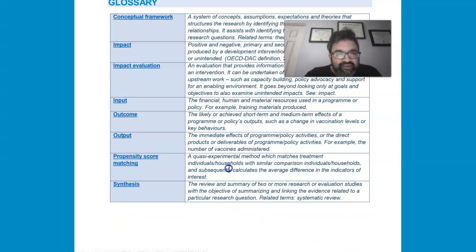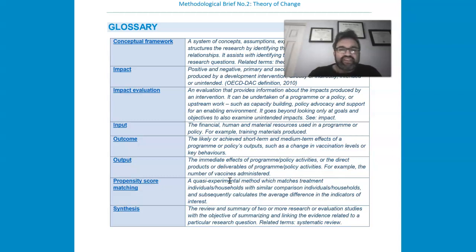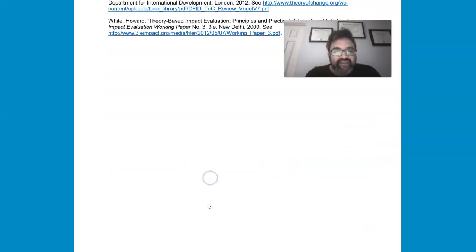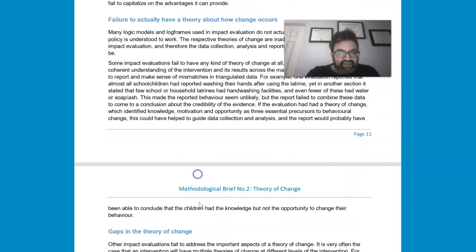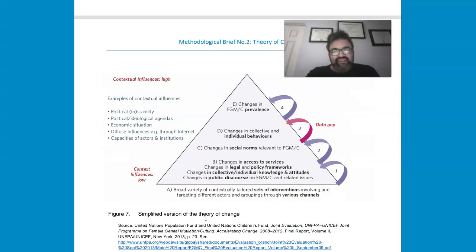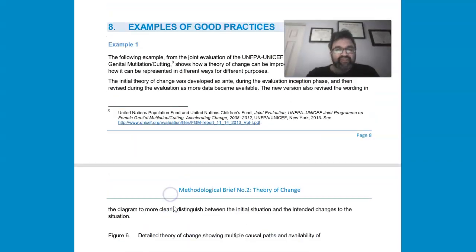And so this goes into, there's a glossary in here which you might want to refer to. So when there's an evaluation that provides information about the impacts produced by an intervention, it can be undertaken of a program or policy or upstream work such as capacity building, policy advocacy, and support for an enabling environment. So it goes beyond simply looking only at goals and objectives to also examine unintended impacts. So that is basically the theory of change.